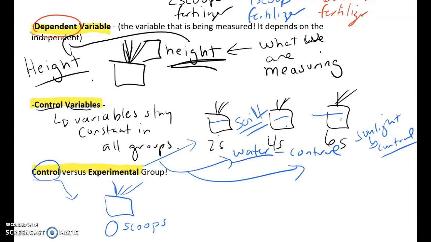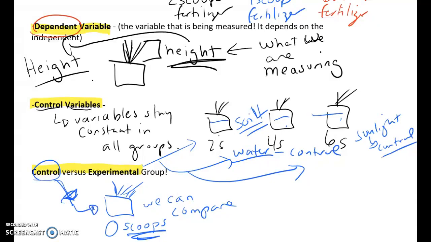So if our 0 scoops plant grew the same as our fertilizer plant, we can rule out that fertilizer helped. But if our 0 scoop plant barely grows and our 2, 4, and 6 scoops grow really fast, we know that our 0 scoops is our control group, and we compared that to our experiment. So we can compare. That's your control group, a plant with 0 scoops.